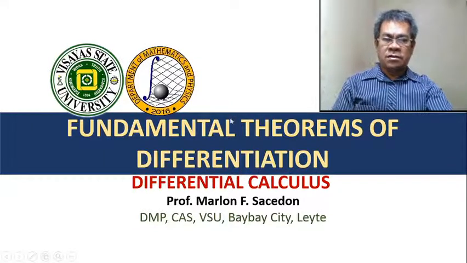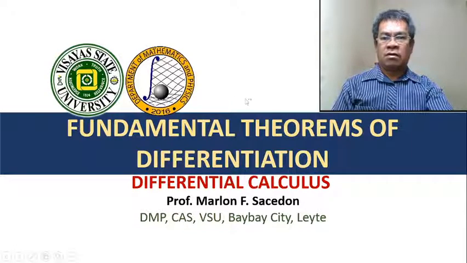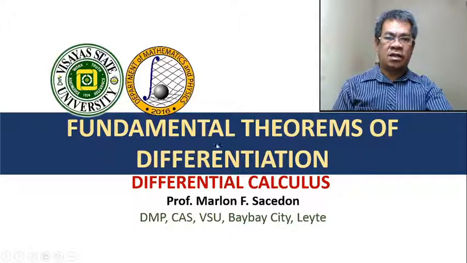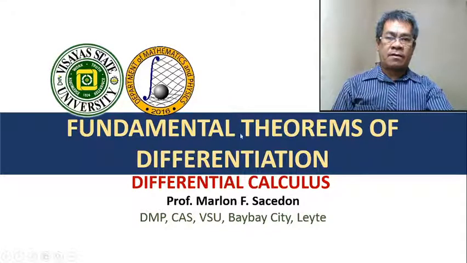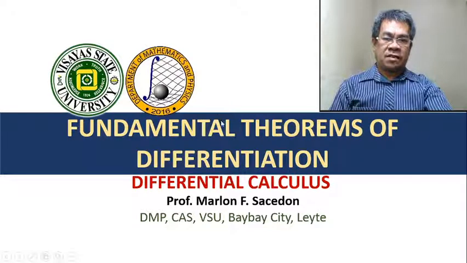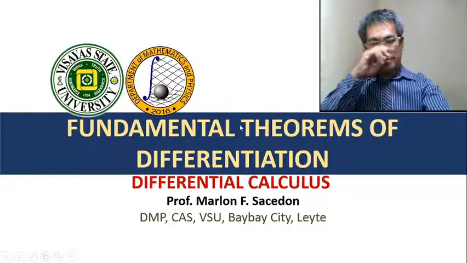Okay, so today, let us provide a shortcut way of finding the derivative with respect to x using the theorems. And these theorems are actually taken from the slope of the tangent line. So we will provide the proof of each of the theorems to verify that it comes from the slope of the tangent line.